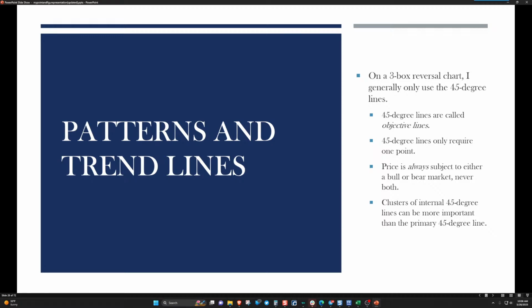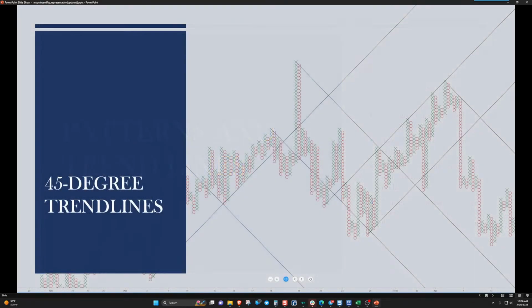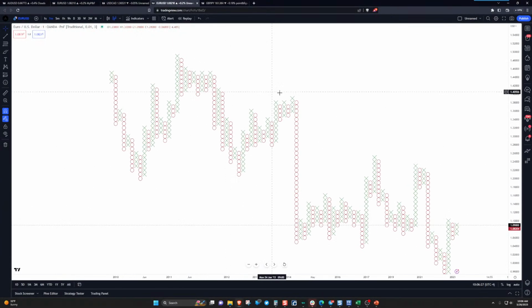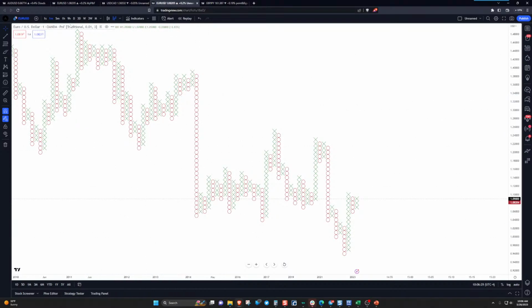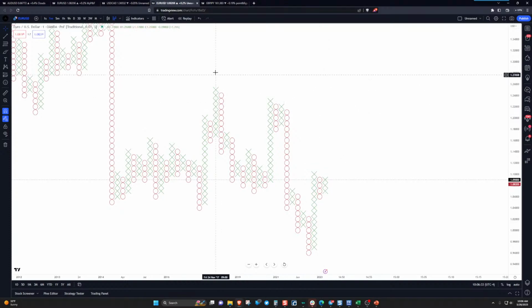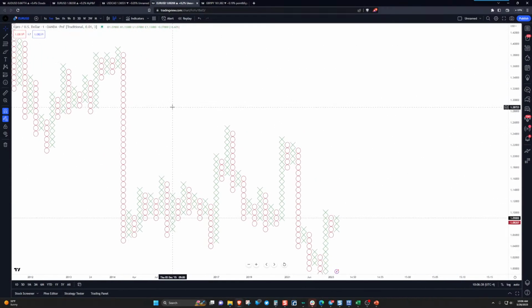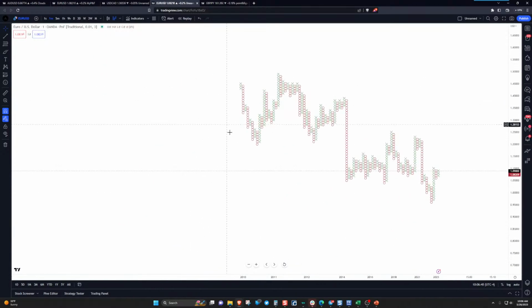So you can draw trend lines if you want to. I typically only teach and use 45-degree trend lines. And here's the nice thing about trend lines: with candlesticks, it's always a question of, oh my gosh, where do I draw this? Do I use the wick? Do I use the body? Oh Lord, what do I do? With point and figure, yeah, you can use subjective trend lines.